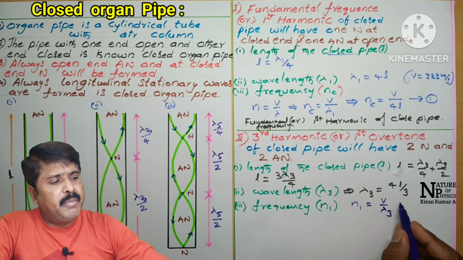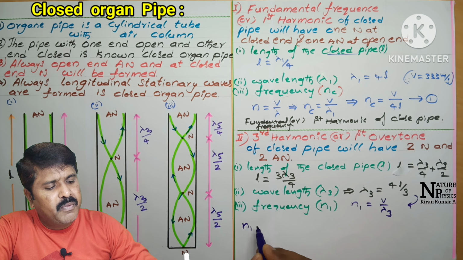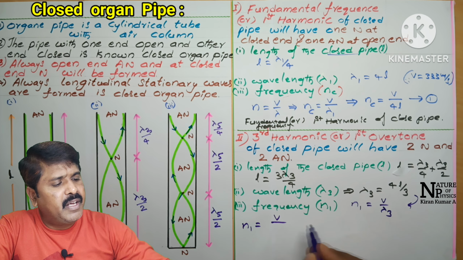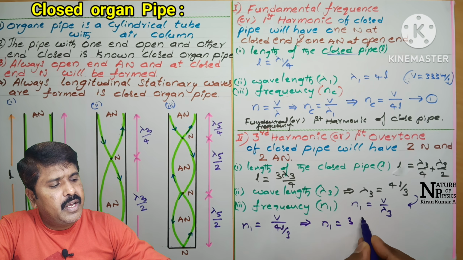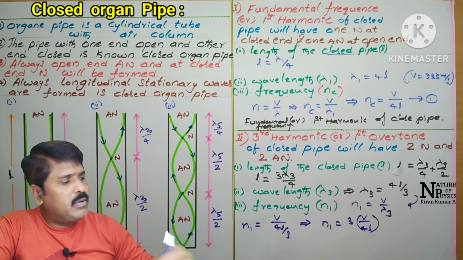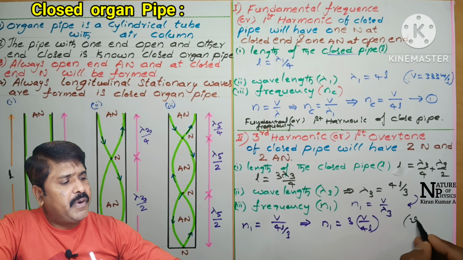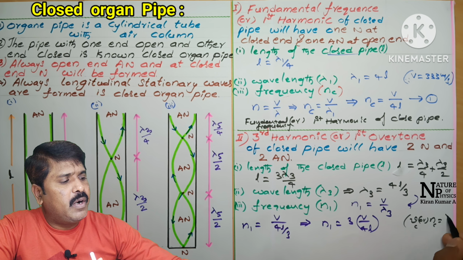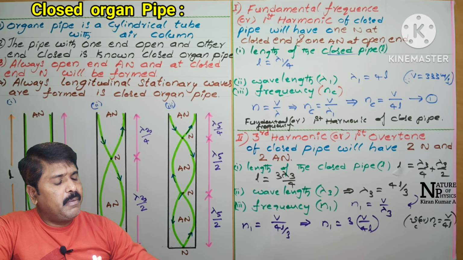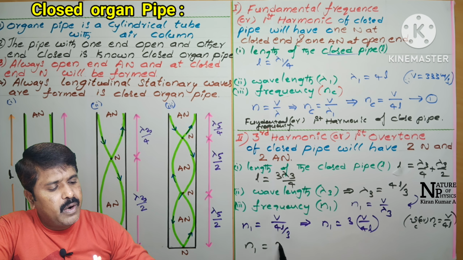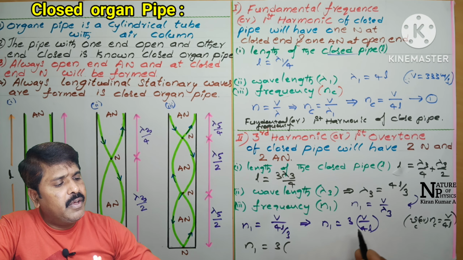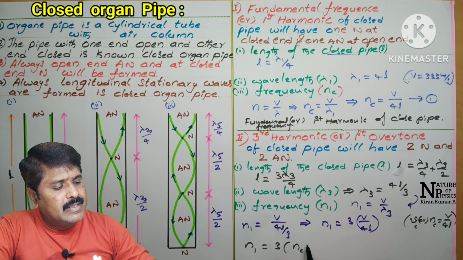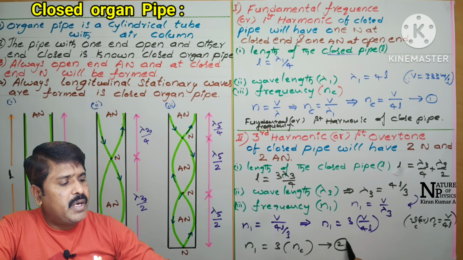Third harmonic, so considering wavelength also lambda 3. Replacing the lambda 3 value from the above equation, N1 is equal to V divided by lambda 3, which is 4L by 3. From this I get N1 is equal to 3 into V divided by 4L. The fundamental frequency of the closed organ pipe, NC, is equal to V divided by 4L. Replacing, N1 is equal to 3 into V by 4L, which is 3 NC. This I can write as equation number 2.